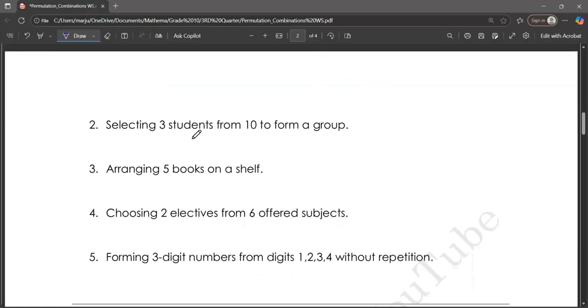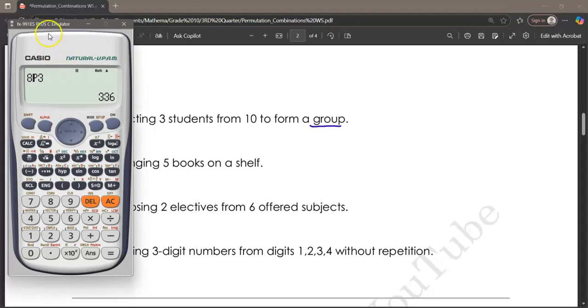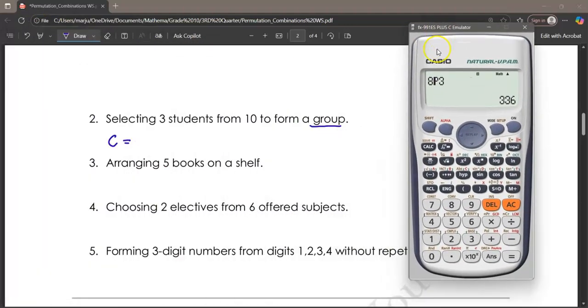Selecting 3 students from 10 to form a group. Is this permutation or combination? We are selecting 3 students from 10 to form a group. So again, since this is a group, this is just combination. Using our calculator, let's try to solve that one out, and then we're going to solve it using pen and paper.